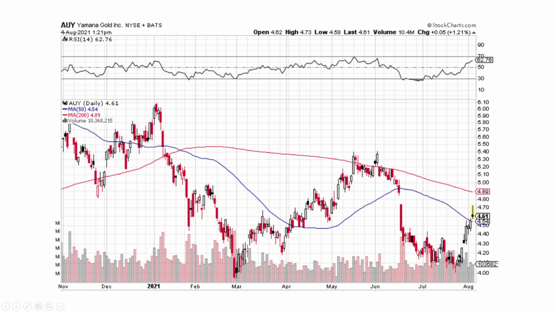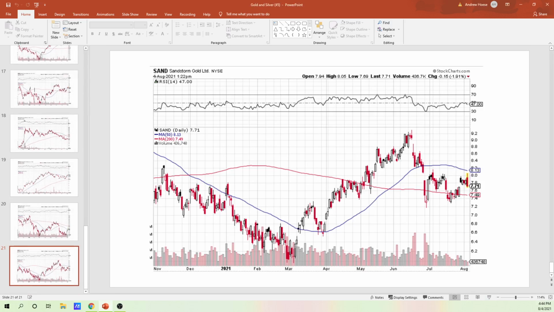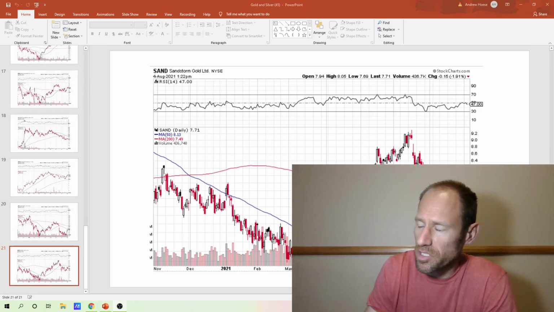Yamana Gold came down, trying to go higher, reversed hard today. Momentum is to the downside, but we'll see if the buyers step in here and push it higher. Sandstorm Gold, again, bearish engulfing with a bullish engulfing, three bullish engulfing. So we'll see what happens tomorrow. I'm curious to see which way this thing breaks. The overall sector here, it is coming under pressure.